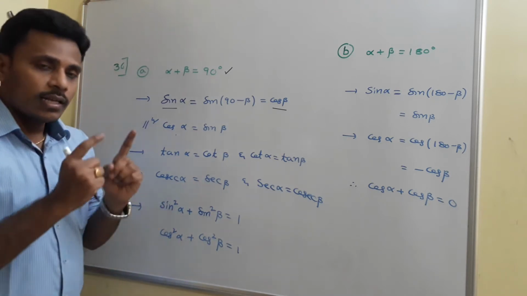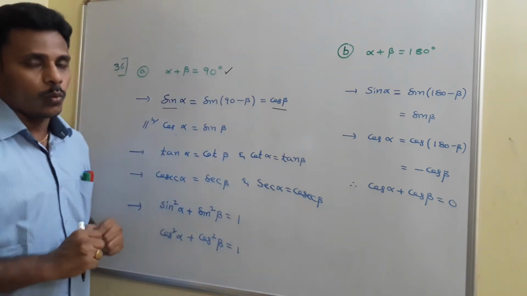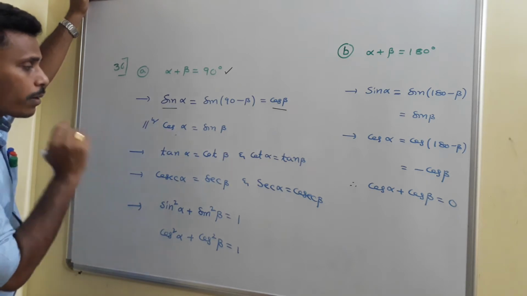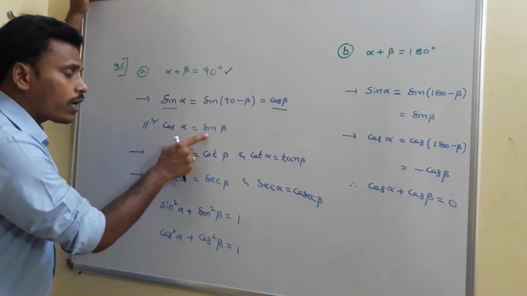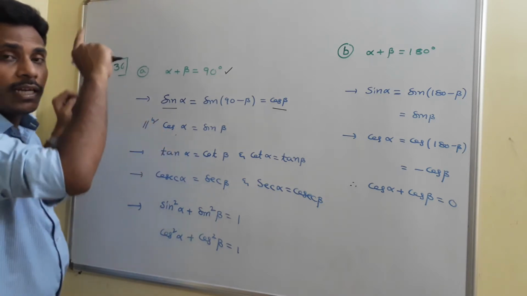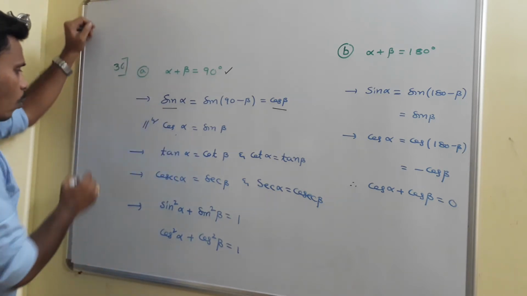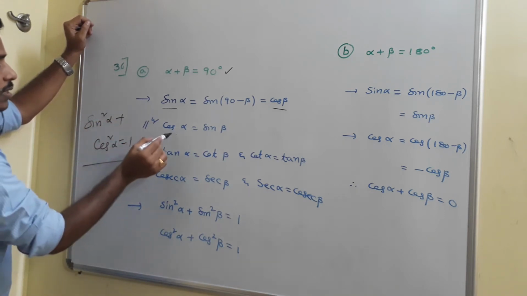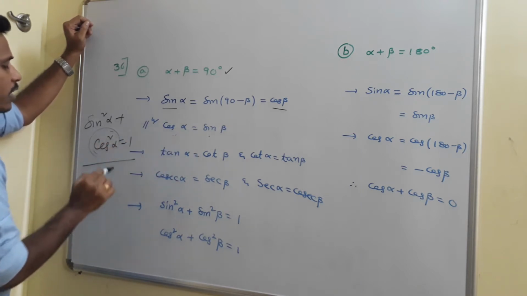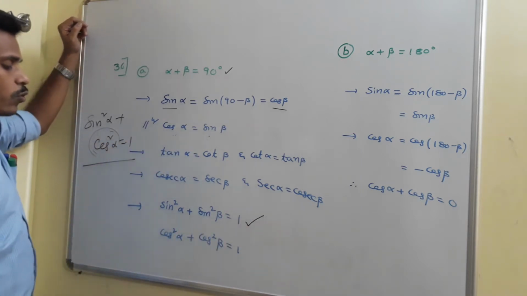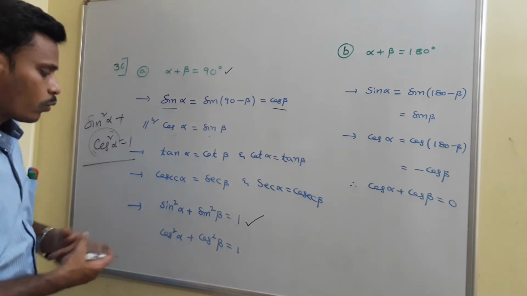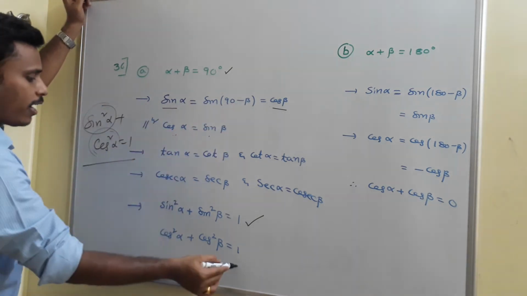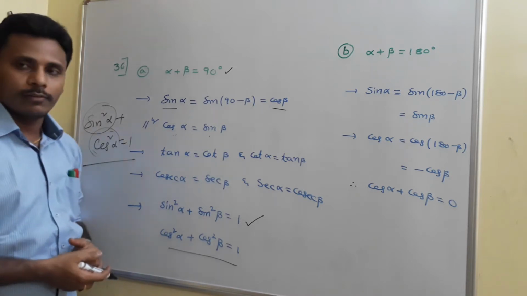Usually we know that sin square alpha plus cos square alpha is 1. But what is cos alpha here? Since here cos alpha is sin beta, you just replace cos alpha with sin beta in the standard identity. We know that sin square alpha plus cos square alpha is equal to 1. Since cos alpha is sin beta, replace this with sin beta, then you have sin square alpha plus sin square beta is equal to 1. And in the same manner, if you replace this sin alpha with cos beta, then it becomes cos square alpha plus cos square beta is 1.